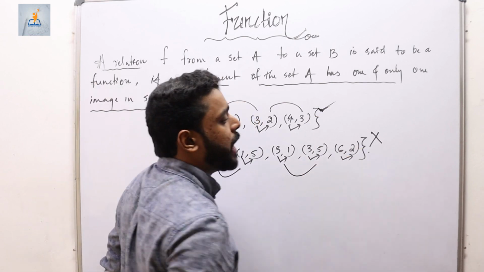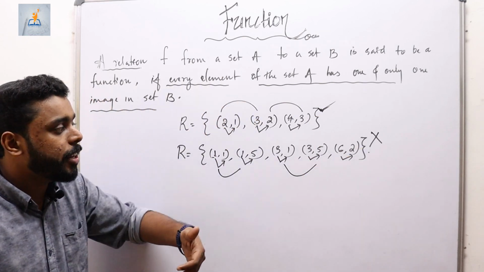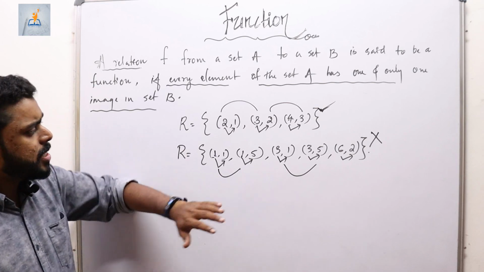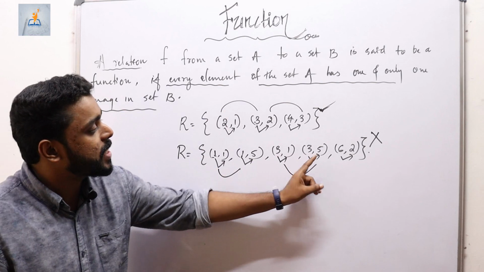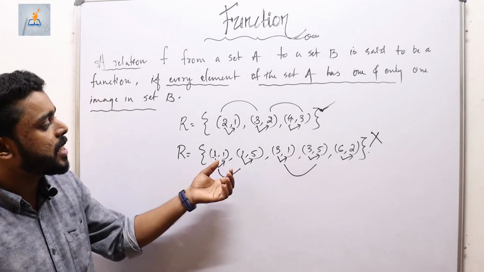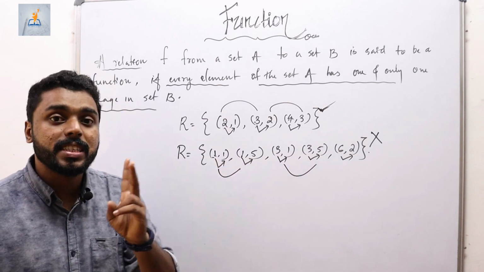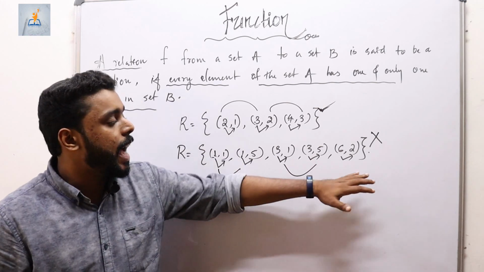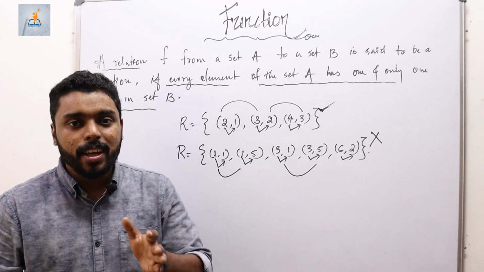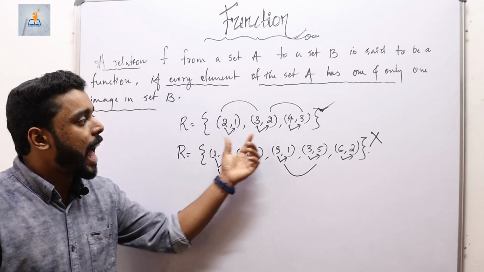So this cannot be a function. In order to identify whether it is a function or not, just look into the roster form. Then you can easily identify whether the first elements are repeated or not. If there is the same first element for two distinct ordered pairs, you can definitely assert that that cannot be a function. So that's the basic idea of a function.